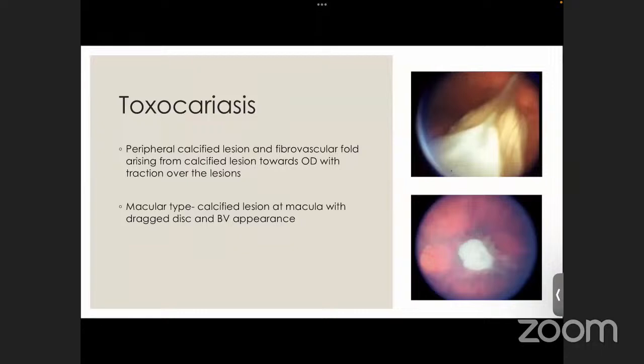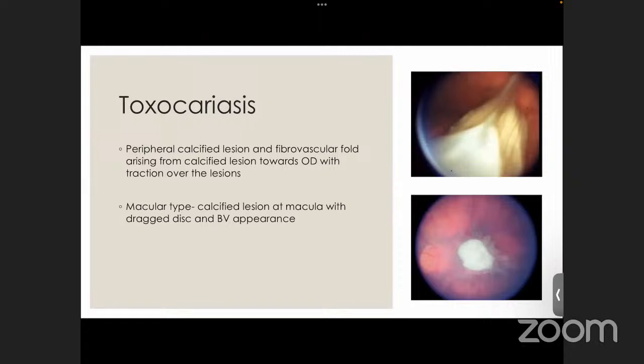Then in toxocariasis, first there will be exposure to cats in these patients. Toxocariasis is of 2 types, the peripheral type and the macular type. In the peripheral type, as you can see in the first picture, there will be a peripheral calcified lesion and a fibrovascular fold that arises from the calcified lesion and goes towards the optic disc and gives traction over the lesion. In the macular type, as you can see in the second image, there is a calcified lesion at the macula with a dragged disc and blood vessel appearance.